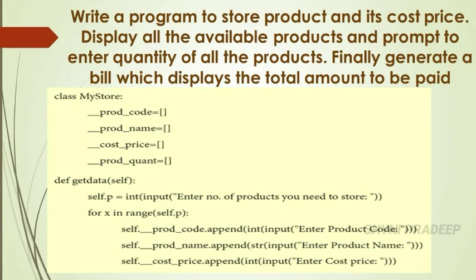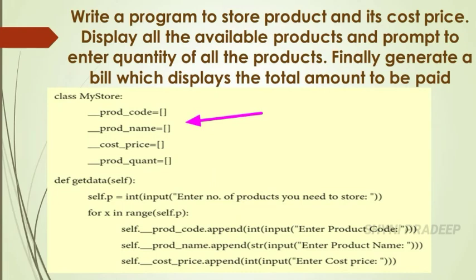Next example program is to store products and their cost price, display all the available products, and prompt to enter the quantity of all products. Finally, generate a bill which displays the total amount to be paid. Okay. So here Store is the class name, with product code, product name, cost price, and product quantity.